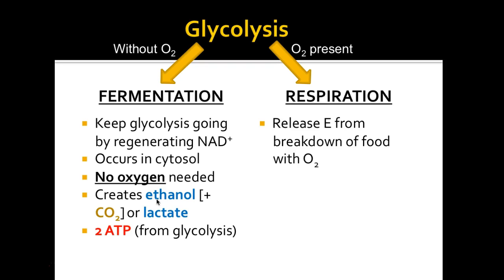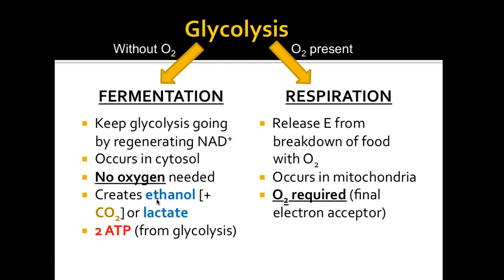The reverse of that would be respiration. You get a release of energy from the breakdown of food with oxygen. It occurs in the mitochondria. Oxygen is required because it is the final electron acceptor. And in doing so, you're going to produce carbon dioxide gas, water, and up to about 32 ATP molecules. So you could see a larger organism such as ourselves needs respiration in order to produce that amount of energy for the functioning of our cells.